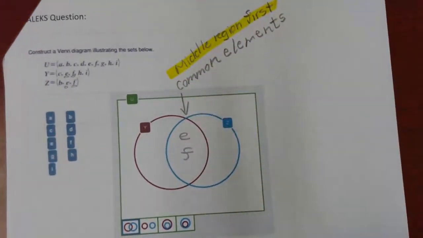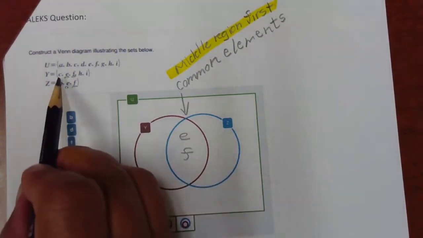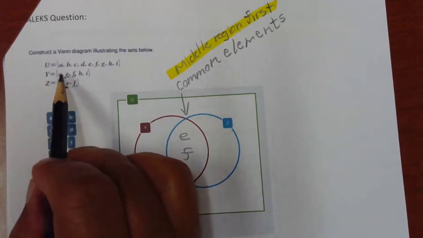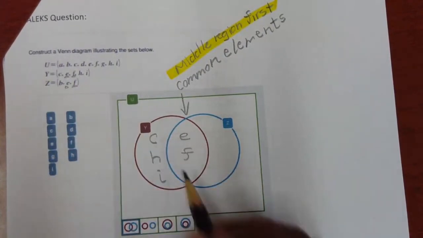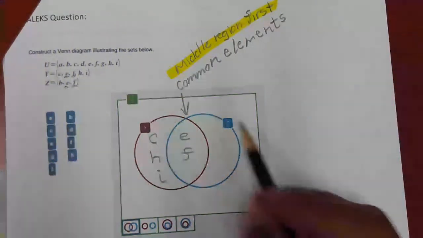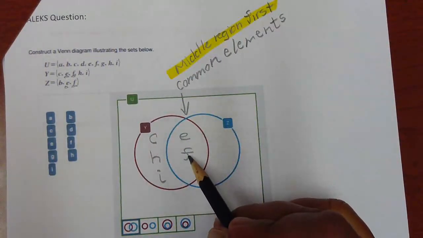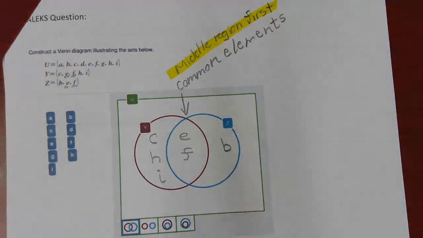Okay, then I can go and complete these circles. Let's finish Y. Besides the E and the F, which I've already stated for Y, there was a C, an H, and an I. C, H, put them anywhere you want. Then in set Z, besides the E and the F that I've already mentioned, set Z also had a B in it. Okay, then it's time to do the universal set.